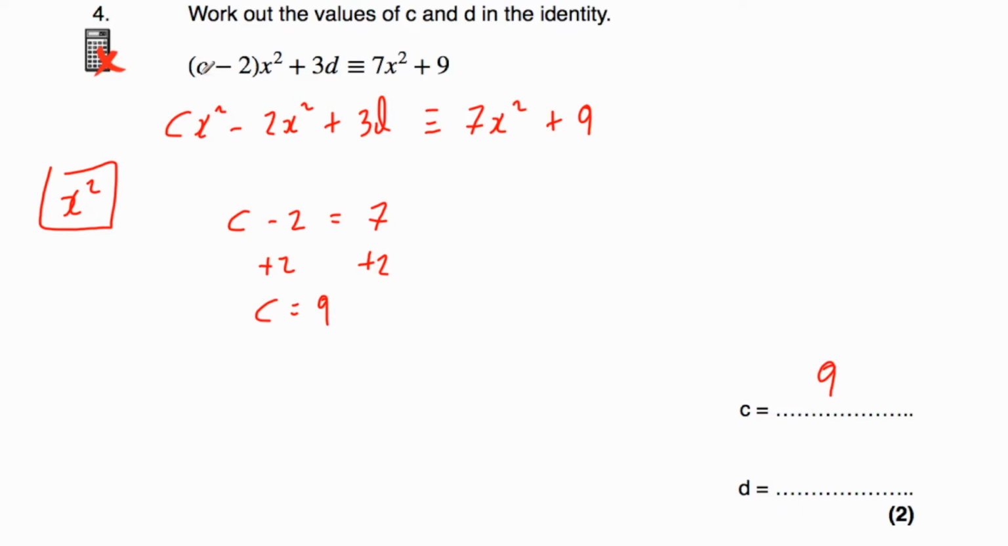And that makes sense. If we had 9 take away 2, that's 7, and 7 times x squared is 7x squared. So we've got 7x squared on the left-hand side of the identity and 7x squared on the right-hand side of the identity. So we've done our x squared terms. Now let's look at our constants.